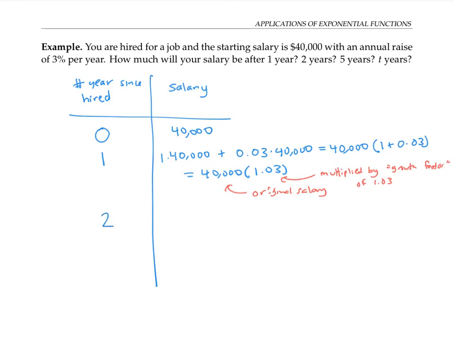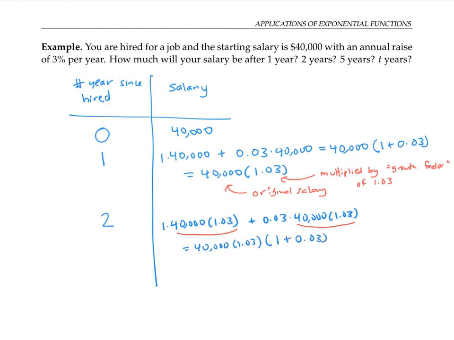After 2 years, you'll get a 3% raise from your previous year's salary. Your previous year's salary was 40,000 times 1.03, but you'll add 3% of that. Again, I can think of the first number as 1 times 40,000 times 1.03, and I can factor out the common factor of 40,000 times 1.03 from both terms to get 40,000 times 1.03 times 1 plus 0.03. Let me rewrite that as 40,000 times 1.03 times 1.03, or 40,000 times 1.03 squared.